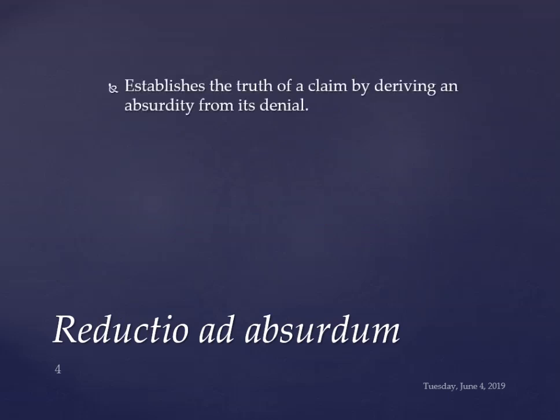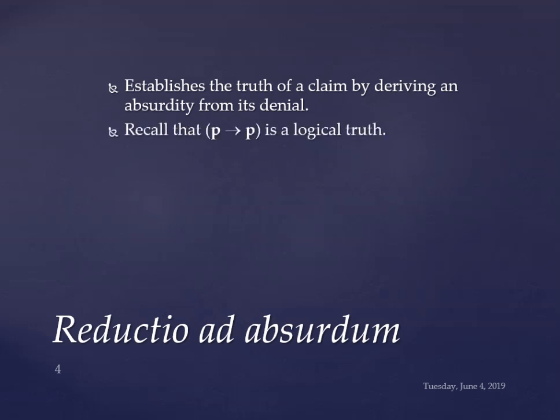Right? What the strategy of reductio does is establish the truth of a claim by deriving an absurdity from the denial of the claim. All right, so a claim is either going to be true or false, right? And suppose you're trying to establish the claim's truth. Well, you consider the claim's falsehood, and then show that it derives a falsity, and so that the negation of the claim cannot be true, and so therefore the claim is true, right?